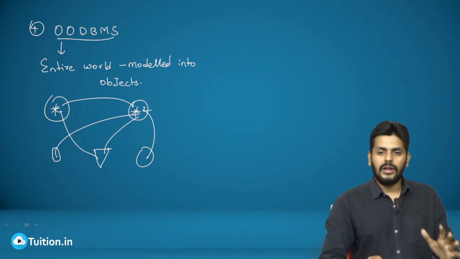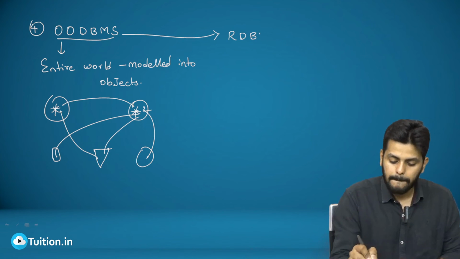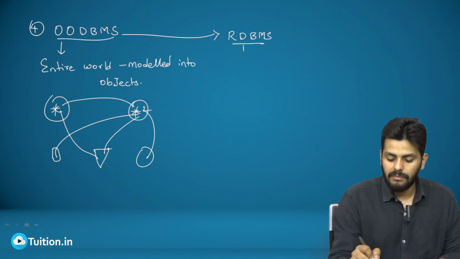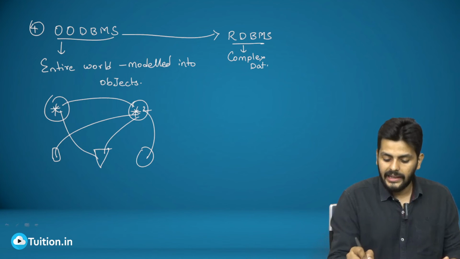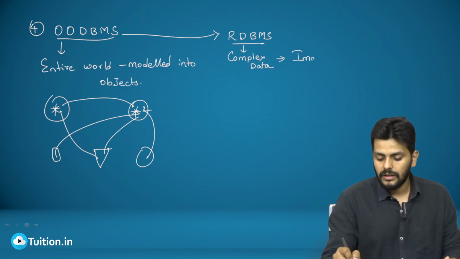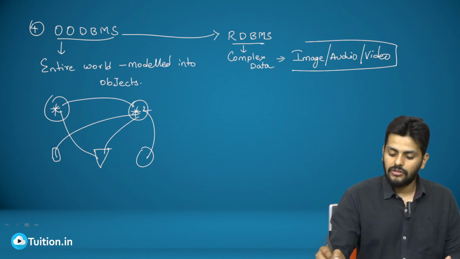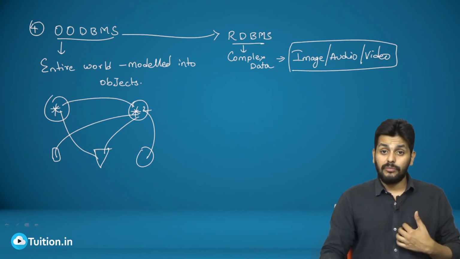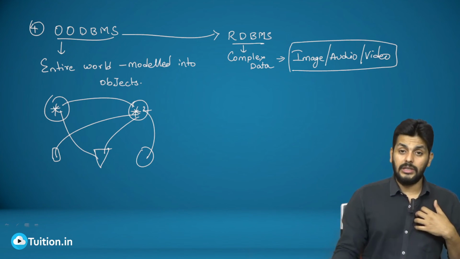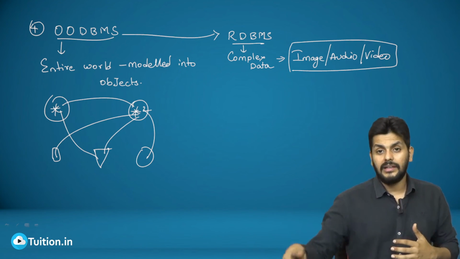Again, you understand one point, that OODBMS is also a relational database, RDBMS, but used for complex data like image, audio or video. So if complex data like image, audio and video are there, everything is organized in the form of objects. So you are one object, I am one object, that image will be one object. So if somebody tries to know about me, I and the object like my image are connected, I and a YouTube video are connected, I and something else is connected.